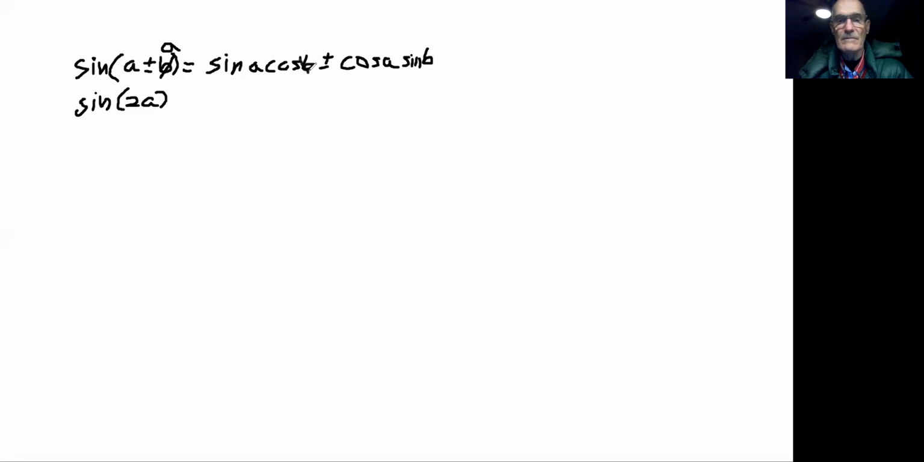So that means everywhere I have a b over here, I change it to a. What you'll notice is now I have sine a cosine a plus, since we're using the plus, sine a cosine a. So I have two of them. So this formula becomes 2 sine a times cosine a. That's the double angle formula for sine 2a.